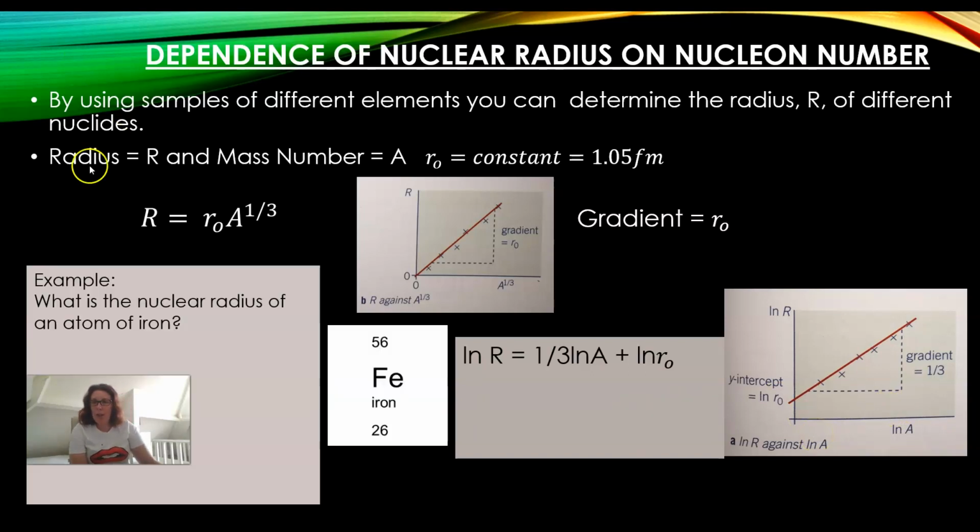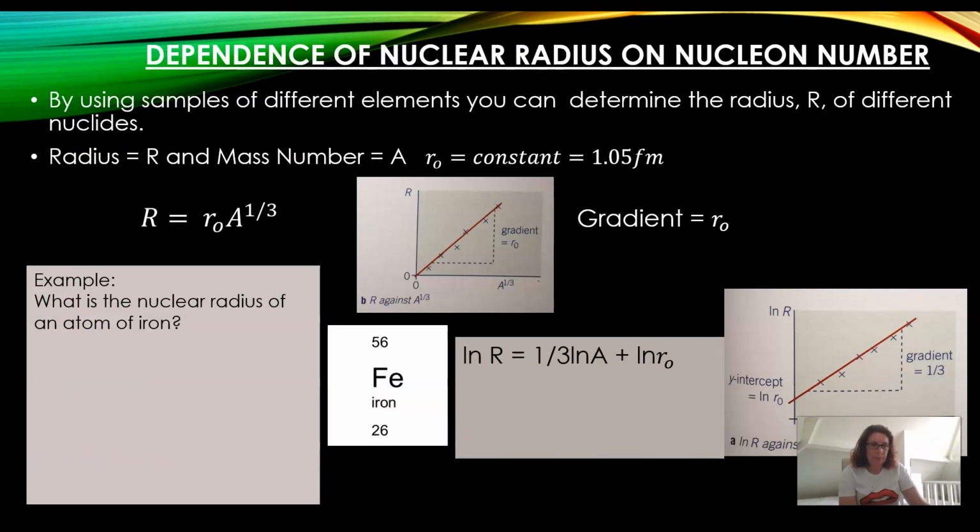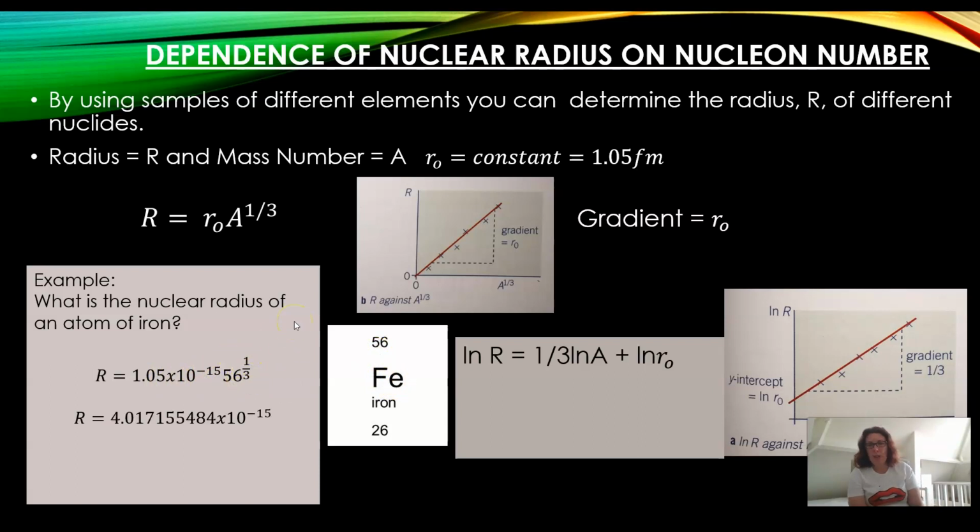So, an example of using this equation. What is the nuclear radius of an atom of iron? Iron has an A, a relative atomic mass, of 56, so it's really simple. You literally just plug the numbers in. So you've got R equals R0, which is 1.05 times 10 to the minus 15, times 56 to the third. Comes out as 4.02 femtometers. So this way is much easier than the other way.